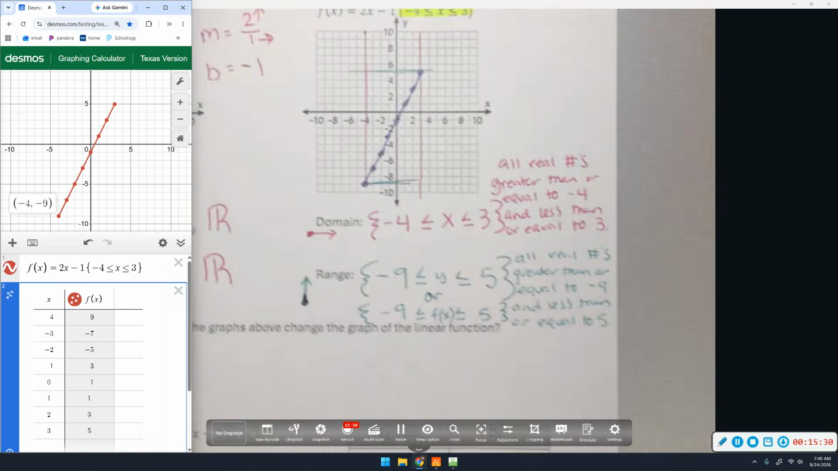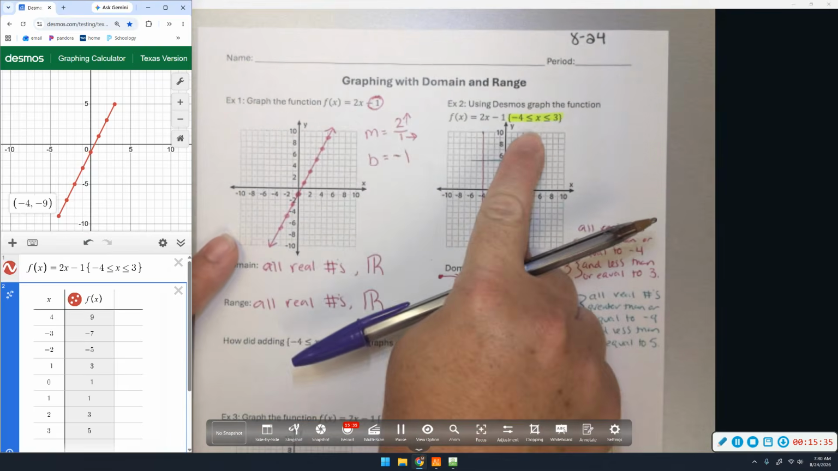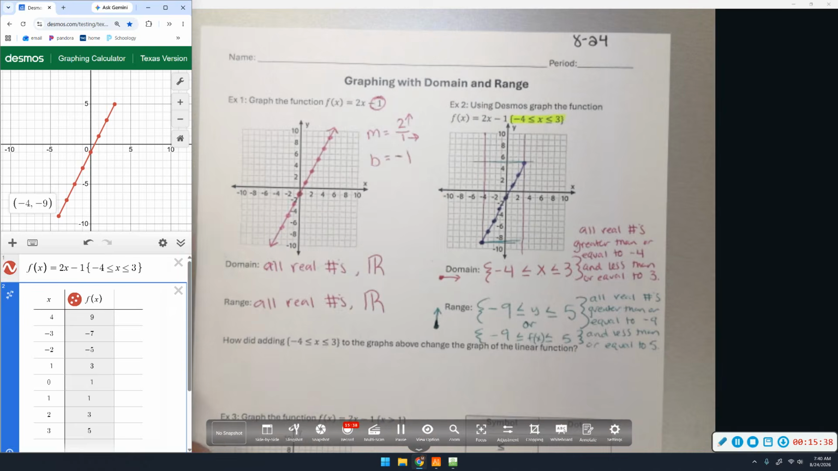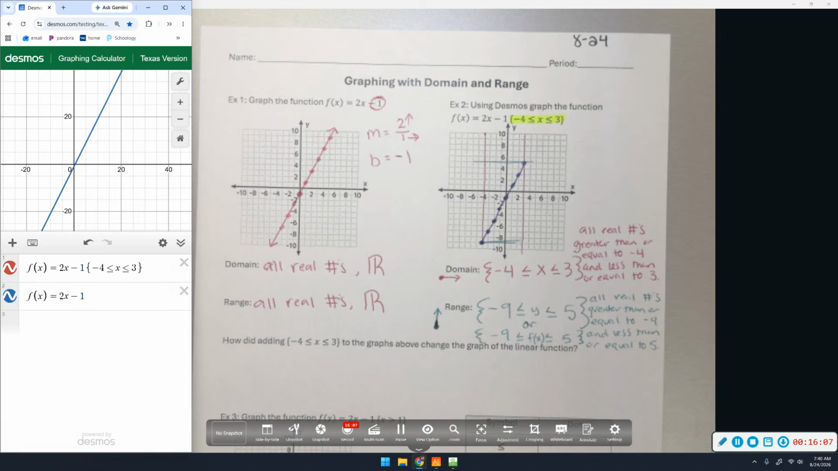So looking at the big picture, what changed? When we went from f of x equals 2x minus 1 to this, what changed? What happened? From my blue line to my red line, what happened?